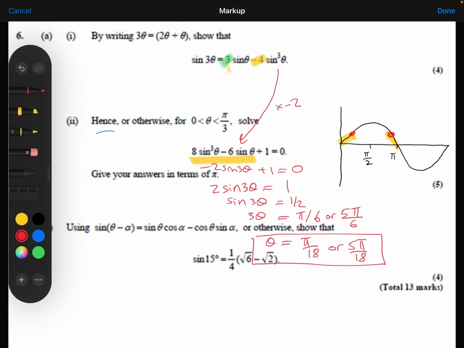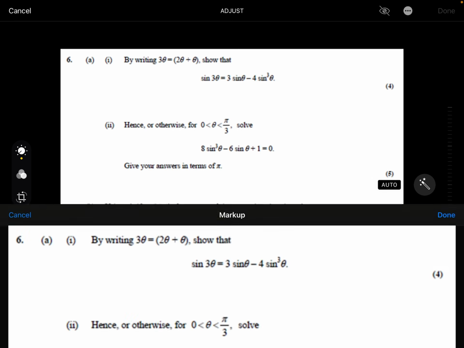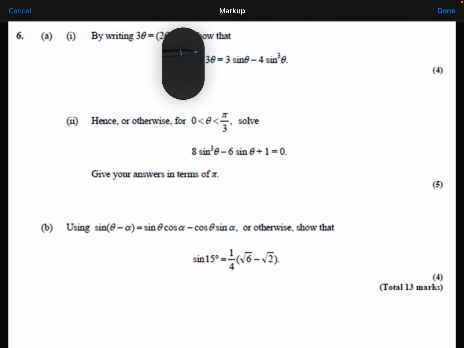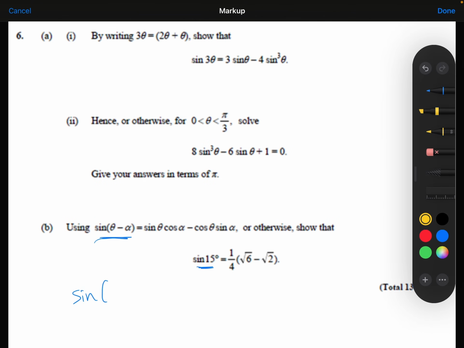And then let's move to part B of this question. Using sine theta minus alpha equals sine theta cos alpha minus cos theta sine alpha, or otherwise, show that sine 15 is equal to 1/4 of root 6 minus root 2. So, sine 15, and I want to use this to help me. So I'm thinking of sine of something minus something to get 15.